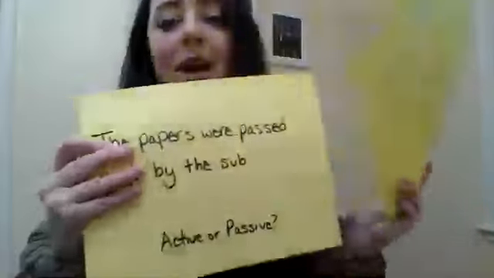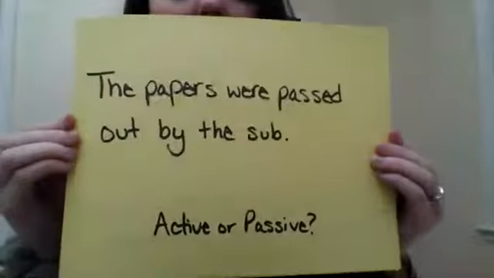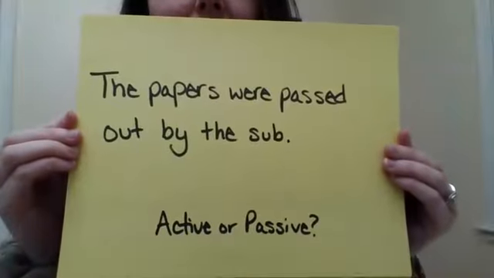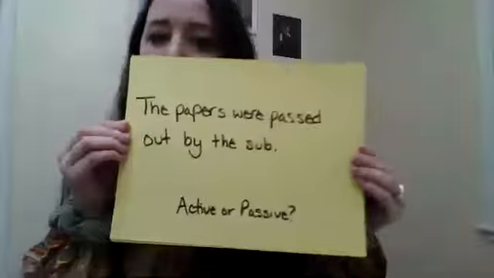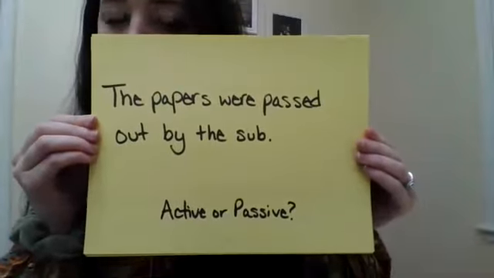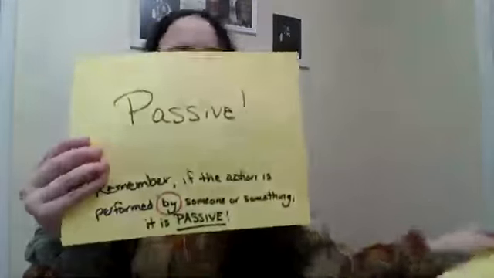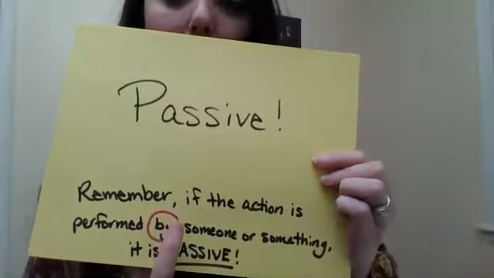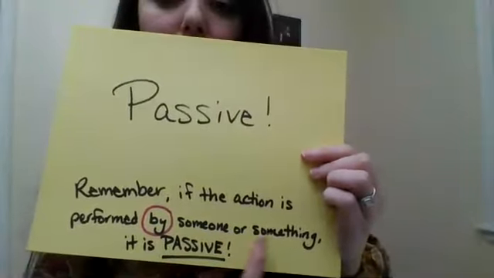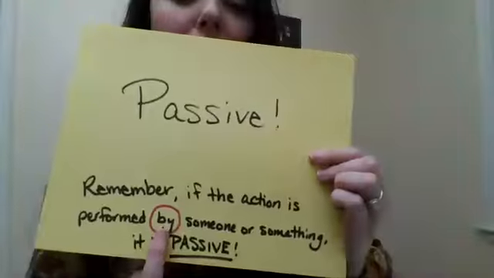Let's look at this one now. The papers were passed out by the sub. Is that active or is it passive? I'll count to 3. 1, 2, 3. Did you get it? I hope you did. That's going to be passive. So remember, if the action is performed by, keyword by, someone or something, it is passive. So make sure you're looking for by near the end, okay? If something is done by somebody or something, it's passive, okay?